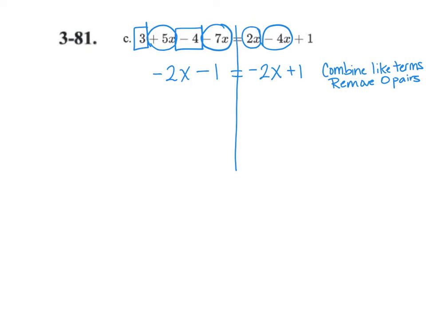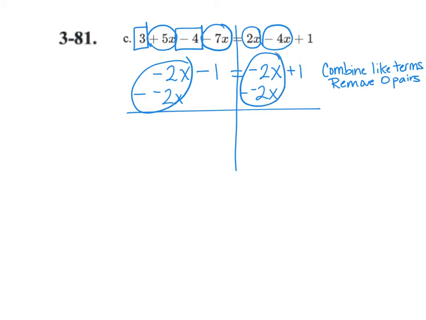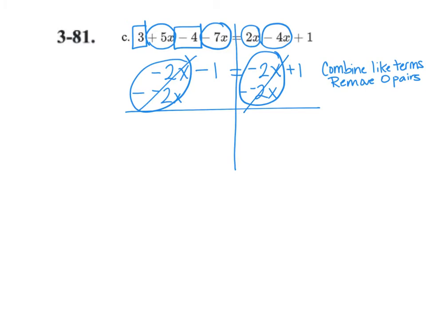So what I would do here is I would remove my 2 negative x tiles from both sides. And when I do that, I see that I have no x's left on the left and no x's left on the right. So I'm left with negative 1 unit tile on the left and 1 positive unit tile on the right. Now I see here there are no x's left in my equation. So I know that the answer is not just one solution.